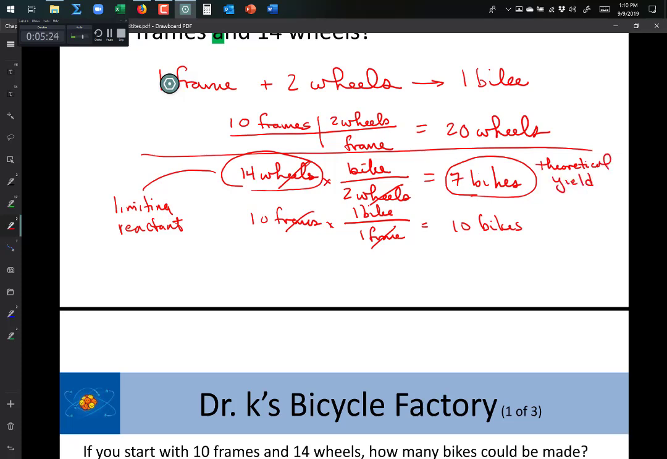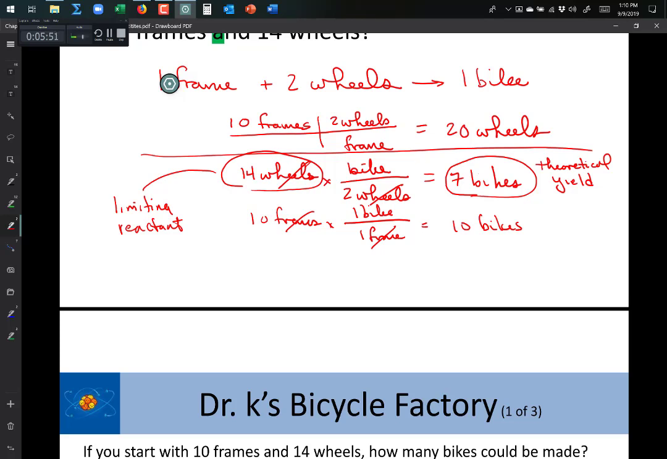That, in theory, is how much I could make, provided that nothing went wrong. And just like in the making of bicycles, in chemistry you don't always get all of it out. Sometimes you open up a box when you're making a bike, and they left something out, and you can't actually make the bike. You guys remember we used to have Bike Tracks here?